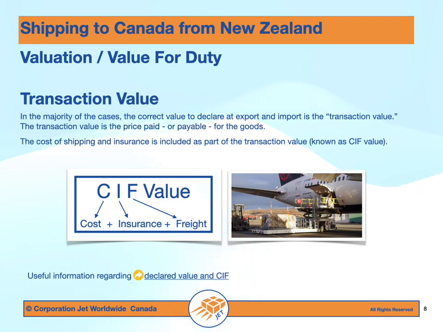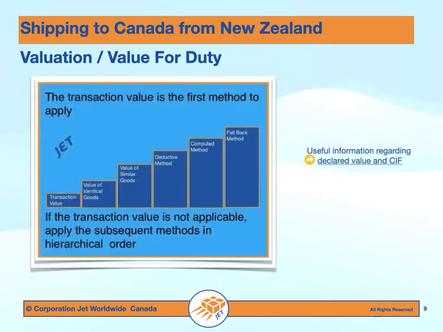If the transaction price is inclusive of shipping and insurance, you should include the term CIF value. In some cases, there is no direct transaction, such as sending samples, warranty parts, or transfers between related entities. Visit our Declared Value blog for additional information.